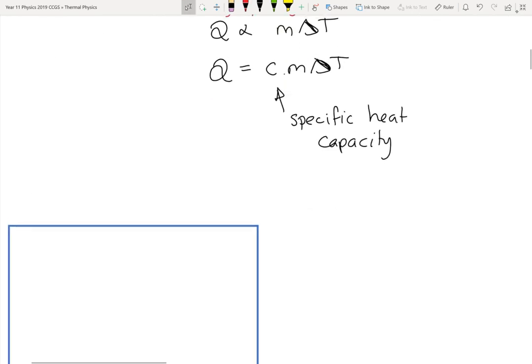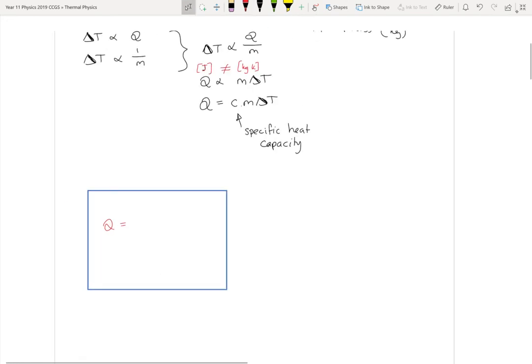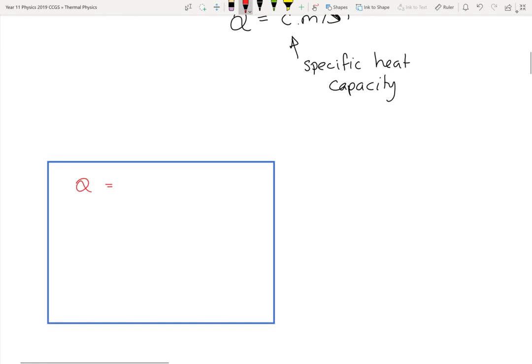You will see it written in your textbooks as Q equals MC delta T. MC delta T. It rolls off the tongue quite nicely. Q equals MC delta T. We could then rearrange for any unknown variable if we wanted to. If I wanted the specific heat, that's Q divided by M delta T.